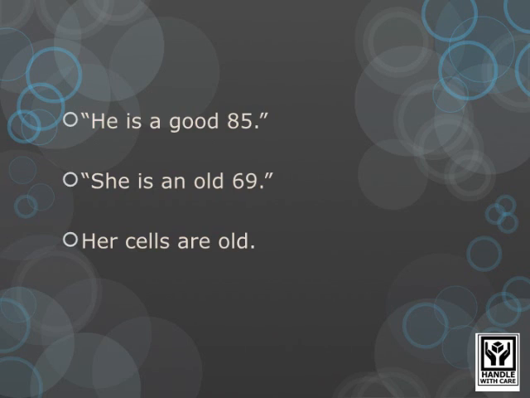I mean, we've all seen this. He's a good 85. Well, she's an old 69. Her cells are old. So I've heard those things, and we all know it to be true. I certainly have read charts, and I read the list of past medical history and what the person has been through, and I'm like, my goodness, what am I going to do with this person? And I meet them, and they're not like that at all. Yes, they've had all of this, but that doesn't necessarily mean they're a bad old.